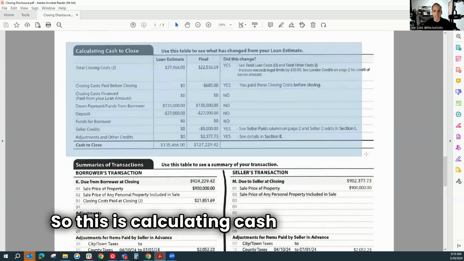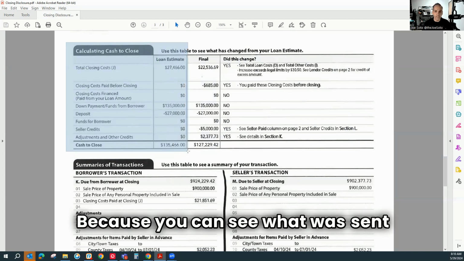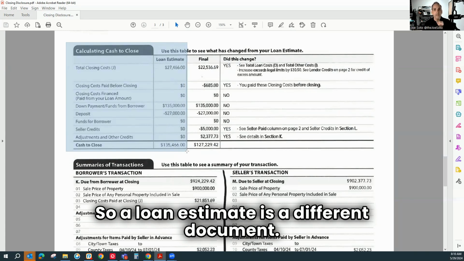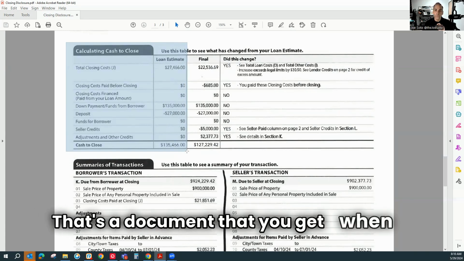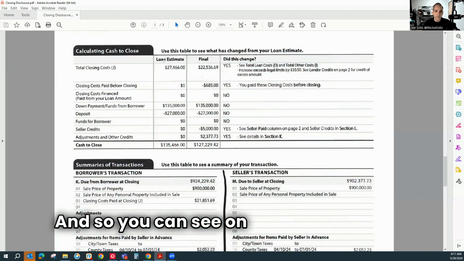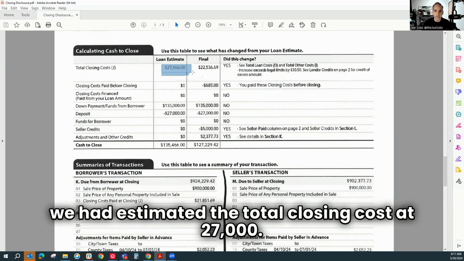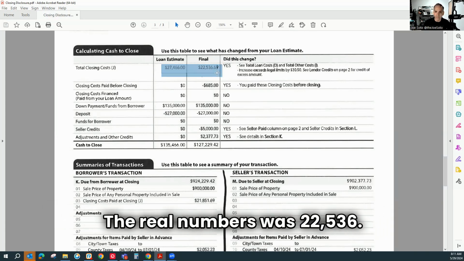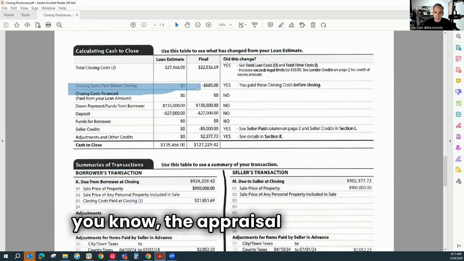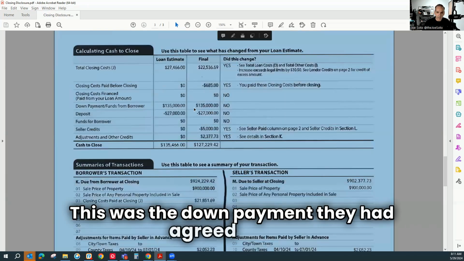So this is calculating cash to close. Again, it gets a little bit convoluted, right? Because you can see what was sent to the client on the loan estimate. A loan estimate is a different document. That's a document that you get when you open escrow and you have your initial fees. And so you can see, on the loan estimate, we had estimated the total closing cost at 27,000. The real number was 22,536. We didn't have them paying the appraisal beforehand, but yes, they did pay the appraisal beforehand. This was the down payment they had agreed upon.